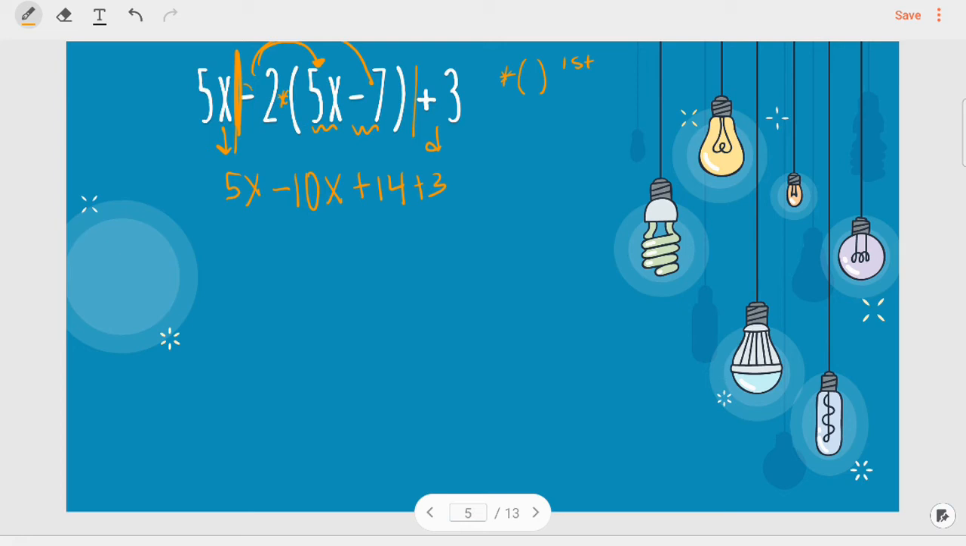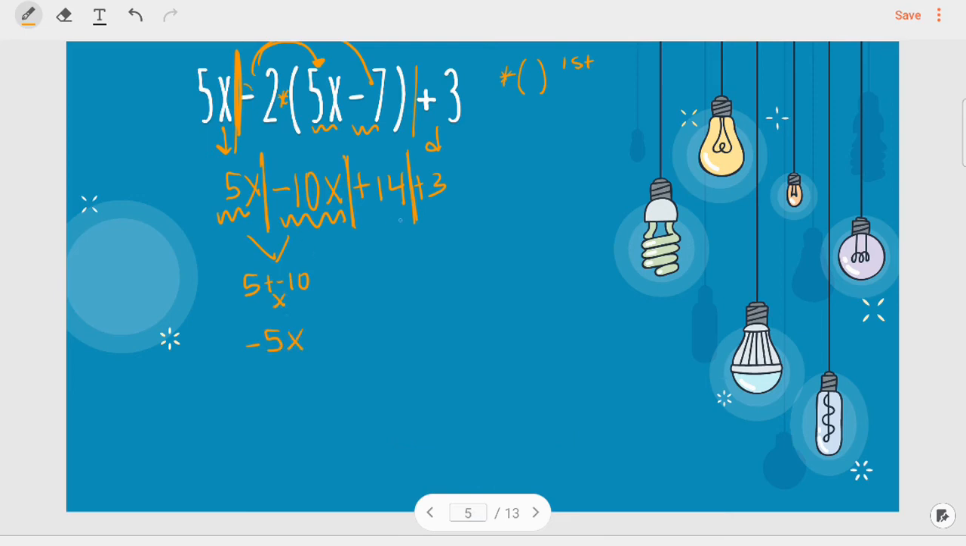Now that I have no more parentheses, we're going to separate out our terms. So 5x minus 10x, separated out from plus 14 and plus 3. Let's go ahead and combine what we can. 5x, any like terms? Yep. Negative 10x. So I combine 5 plus negative 10. You can type that in your calculator or do that in your head. That gives me negative 5. Okay, and that was the x variable.